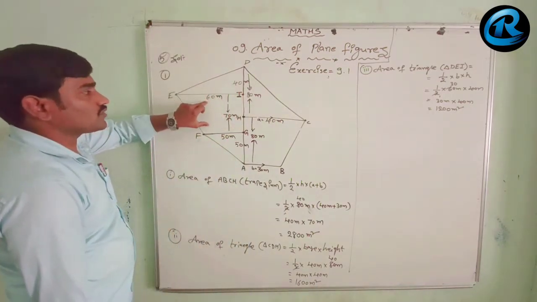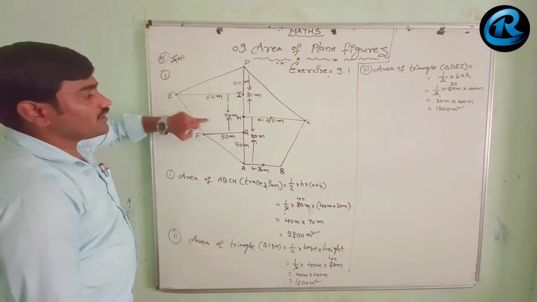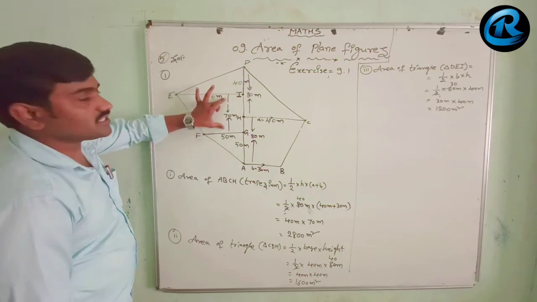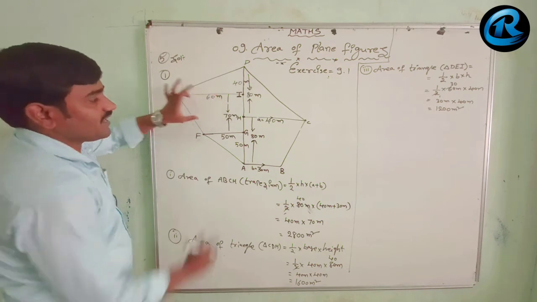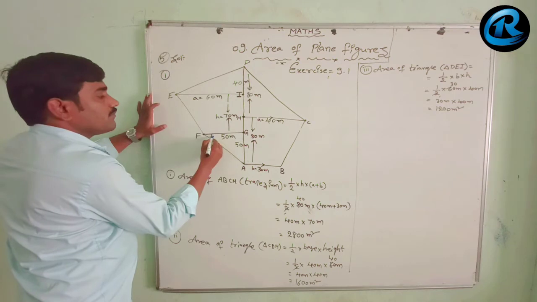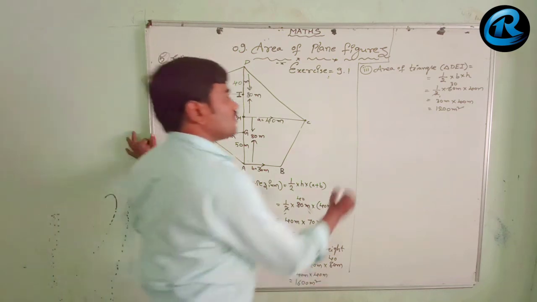If you look at the fourth one, this is the shape of a trapezium again. These two are the parallel sides, and the distance between the parallel sides is nothing but the h value. H value equal to 70, a value equal to 60, b value equal to 50. Okay, let us go for the fourth one.